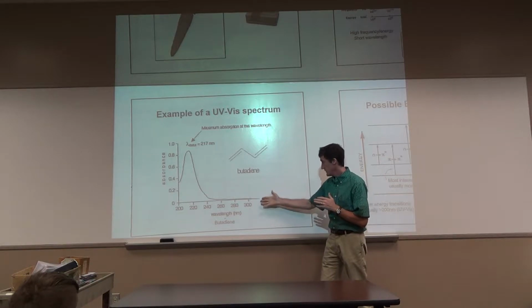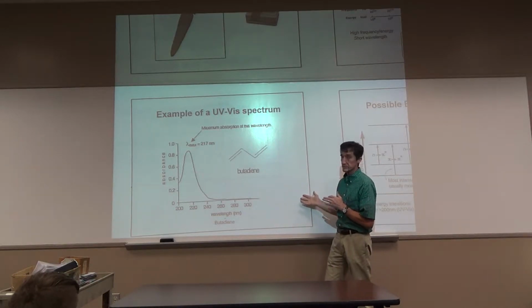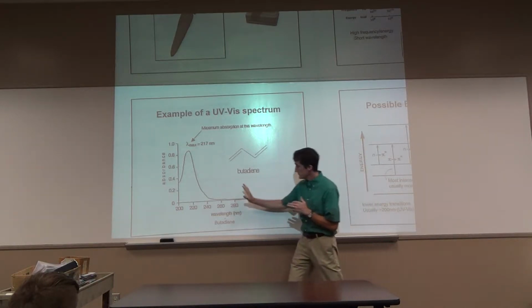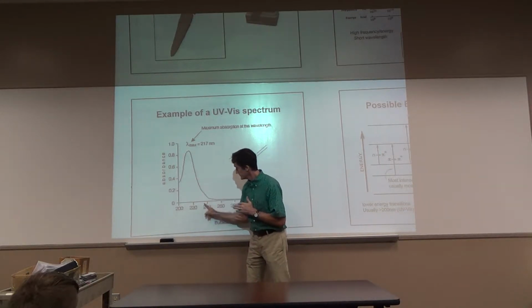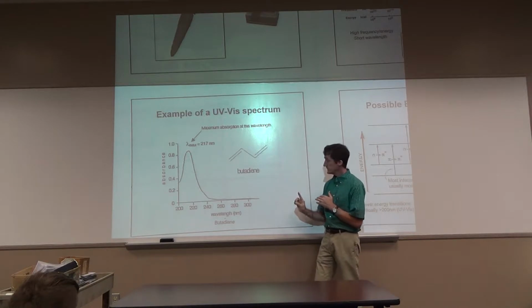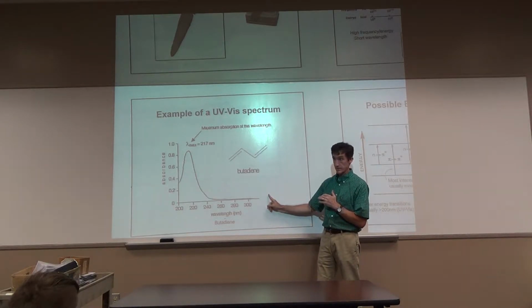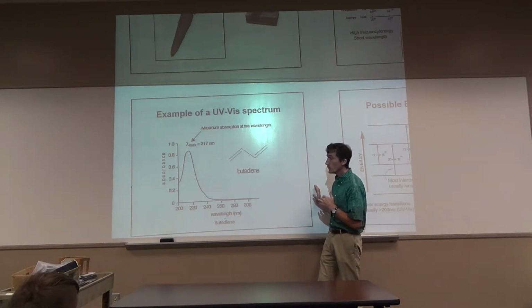No. Well, you might say it's not shown, but it's not shown because there's no absorbance. All the absorbance is here. And what range is this, UV or Vis? UV. Vis doesn't start until 400. There's no absorbance out here. That's implied because it's not here.